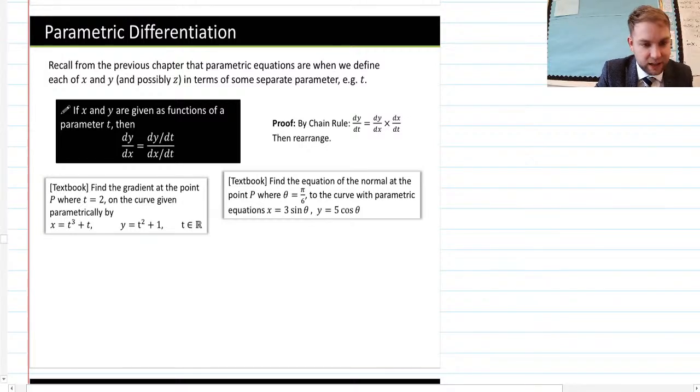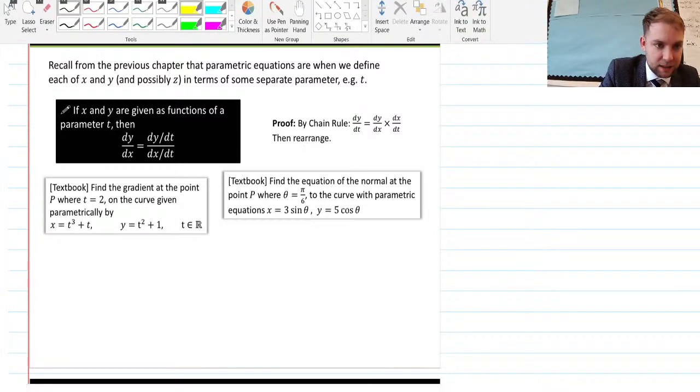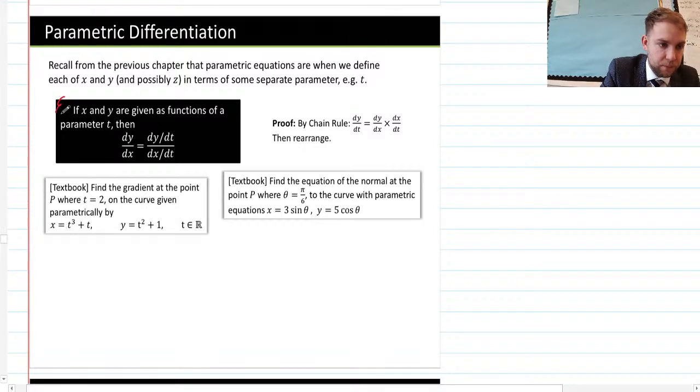Now this here is the kind of the key formula here, but what we're actually looking at is, so this is the key formula, so get this one down. I'll just give you a second to get that down. But actually, the one that we use the most is this one here, dy by dx.